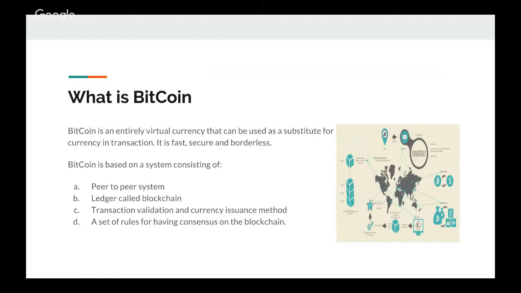peer-to-peer network of nodes, which maintains a ledger of transactions called a blockchain, and it provides mechanisms that you could use to do transaction validation and currency issuance. Then it makes sure that there is consensus on the ledger in the peer-to-peer system through consensus rules. So using these, blockchain can be leveraged in a distributed way to issue currencies and do currency-based transactions.